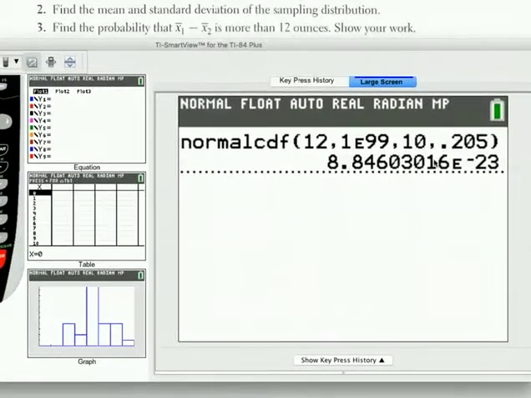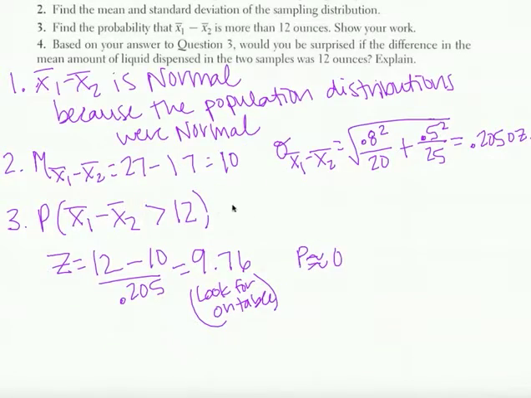Whenever you do that, you get this number. This part means you move this decimal back 23 places. So whenever you do that, you get something that's essentially 0.